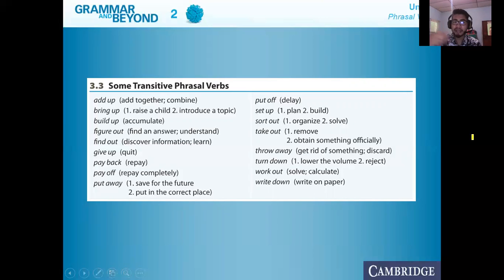Figure it out. It's like find an answer or to understand. If you tell me, teacher, how am I going to do this, or how am I going to hand this to you? Figure it out. That means find an answer, understand it, try to do it on your own.